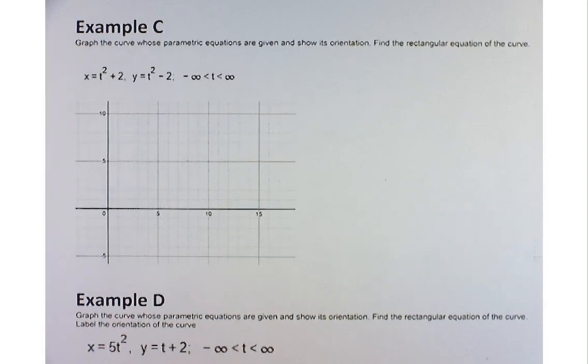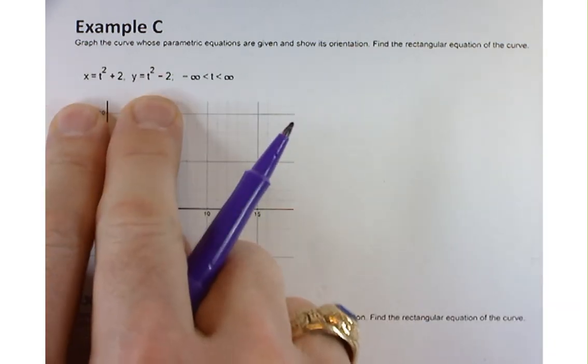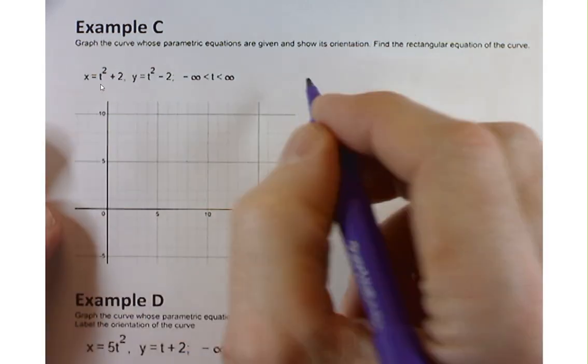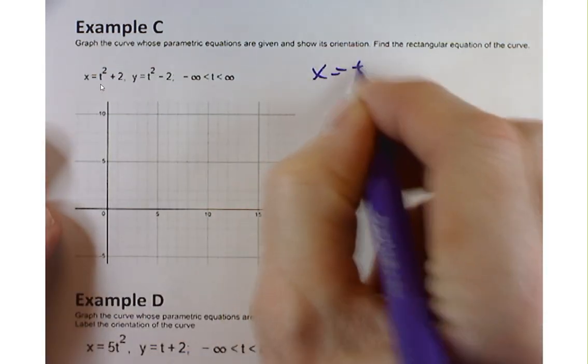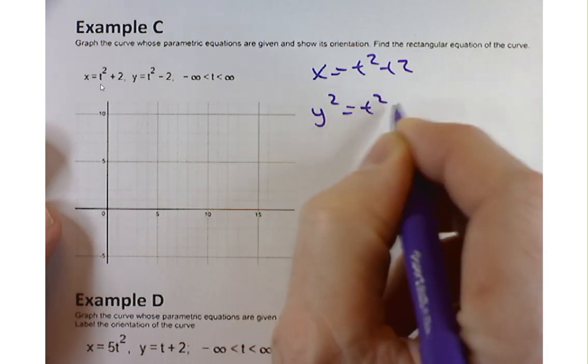In any case, let's move on down to example C. It says, graph the curve whose parametric equations are given below. Find the rectangular equation for the curve. Now the rectangular equation is kind of interesting, because what you want to do is get rid of the t. You don't want this to depend on that parameter, that thing that varies. So let's start by getting rid of the t. I've got x equals t squared plus 2 and y equals t squared minus 2.